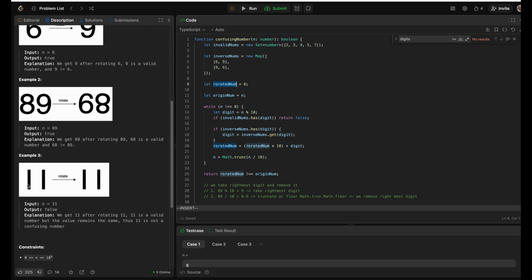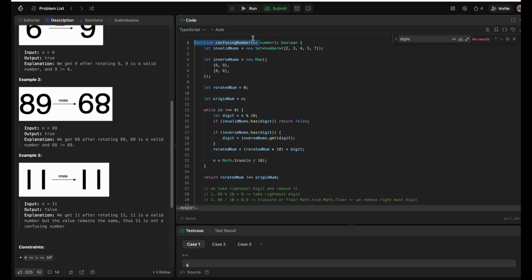Because in some cases, for example, we have 11, 1 and 1 digits, so if we rotate, nothing changes, and we have to return false, because our task is to determine after the rotation whether our number has changed. And then we copy our original number, the given number in our argument, because we have the intention to change the original number.